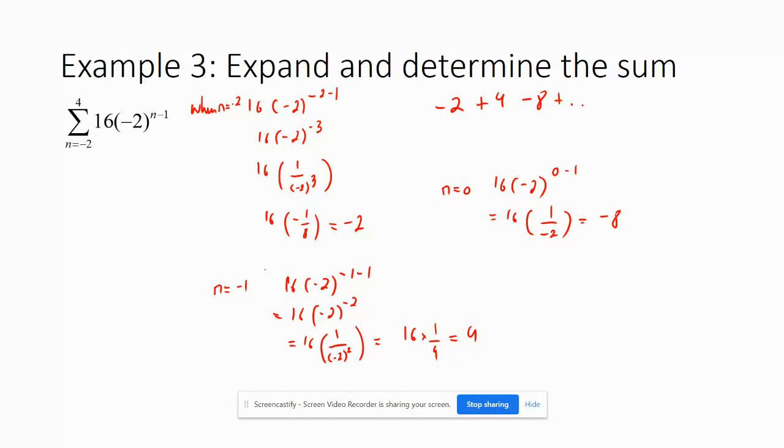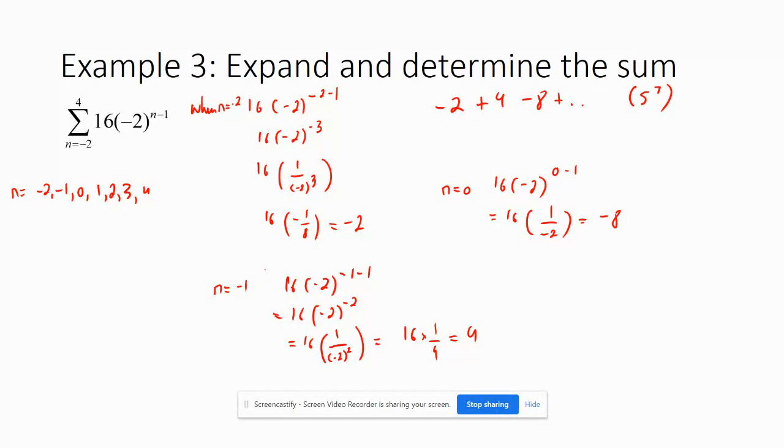Now, how many terms do we have? In this case, how many numbers do we have from n equals negative 2 to n equals 4? Well, 1, 2, 3, 4, 5, 6, 7. If we go 4 minus negative 2, that's only 6, but you have to remember that we're counting the number 0 in this case as well. So we're going to have 1, 2, 3, 4, 5, 6, 7. So really we're doing S7 for this series over here.